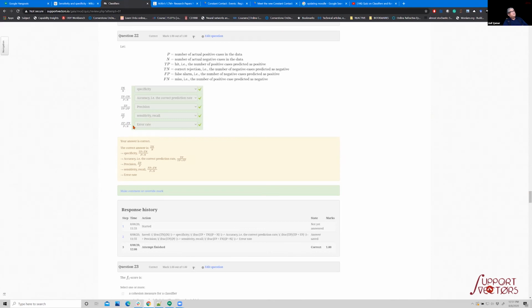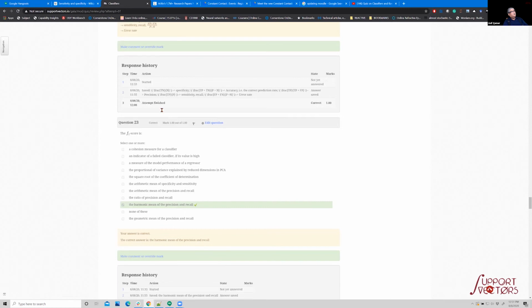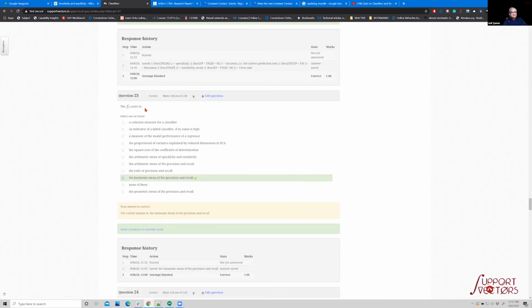Error rate is, of course, the off diagonal in the confusion matrix. False positive and false negative, the proportion of those. What is the F1 score? F1 score actually is just the harmonic mean of precision and recall. So when data is reasonably balanced, or you don't really care overwhelmingly about either precision or recall, one good way of taking an average is to take the harmonic mean rather than the arithmetic mean.